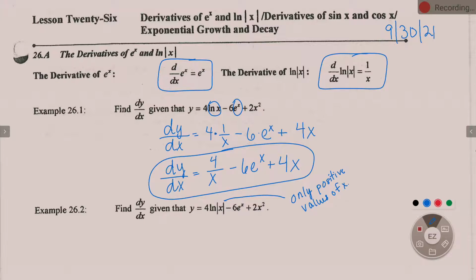So the derivative of natural log of x is still 1 over x, put it under 4. We still have a 6e to the x, and we still have a 4x. So there's really no difference in how you express your answer. It's just indicating the absolute value there. Okay, are you guys okay if I just rewrite the answer? dy/dx is 4 over x minus 6e to the x plus 4x.